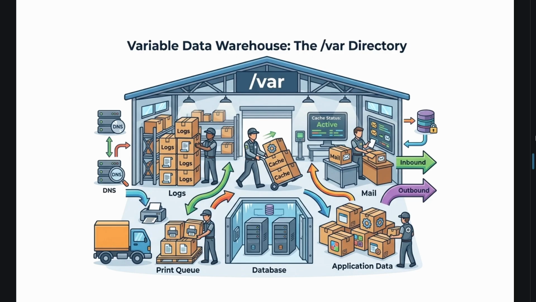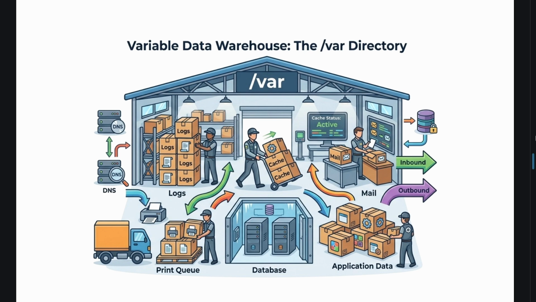So next comes var. Var stands for variable. This folder stores data that constantly changes while the system is running. For example, system logs, application logs, cache files, mails, printing queues, database files. So as you are using the computer, this directory keeps changing because Linux continuously writes and reads information from here. So whenever you're troubleshooting Linux, this is the place where you need to check first.